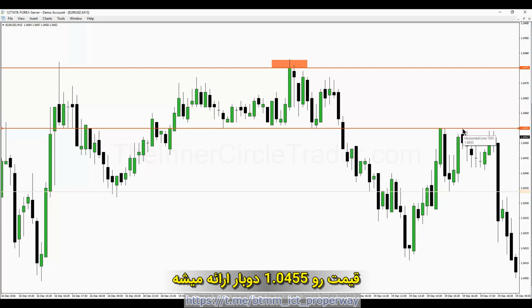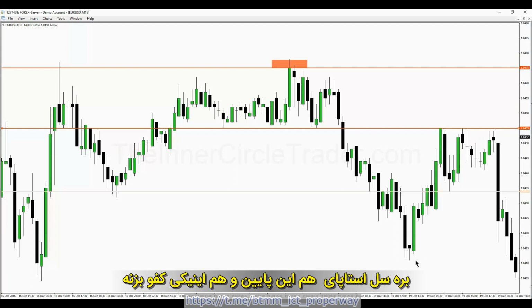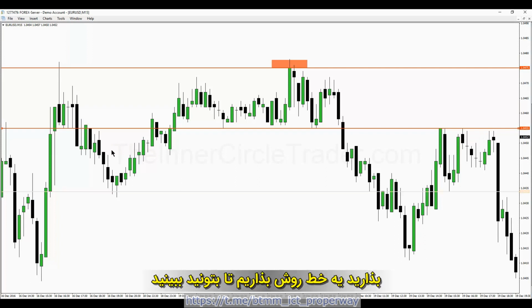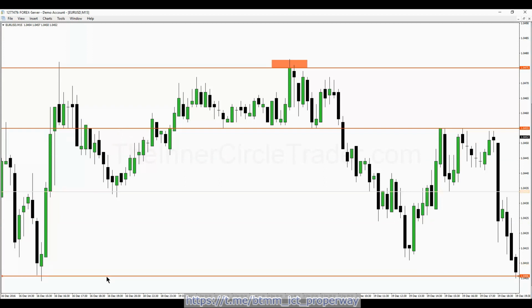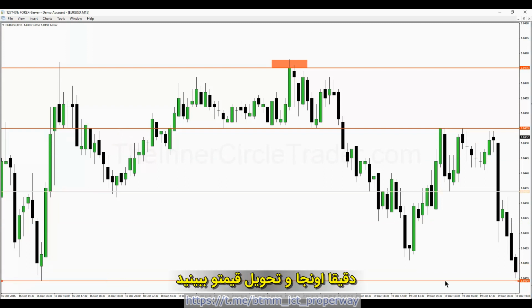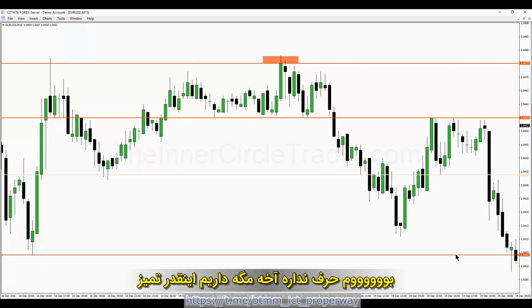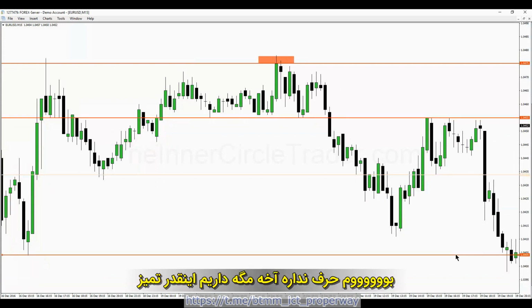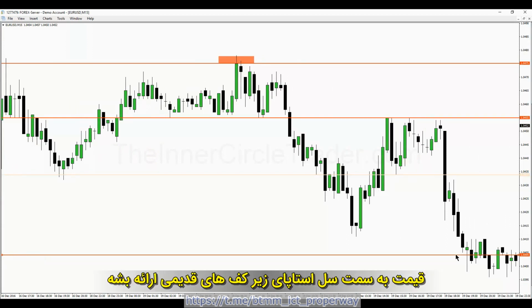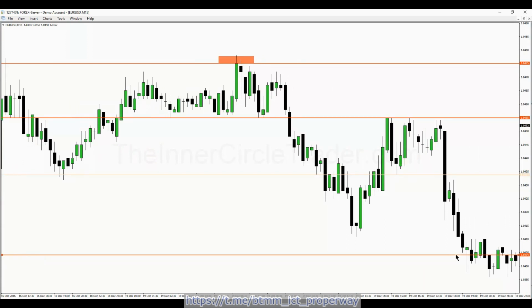Does it twice. Time to sell it off and wait for it to run the sell stops below this low and this low down here. Let's just put a line on it so you can see. Right there. And watch the delivery. Boom. Perfect. So perfectly delivered down into the sell stops below the low lows.